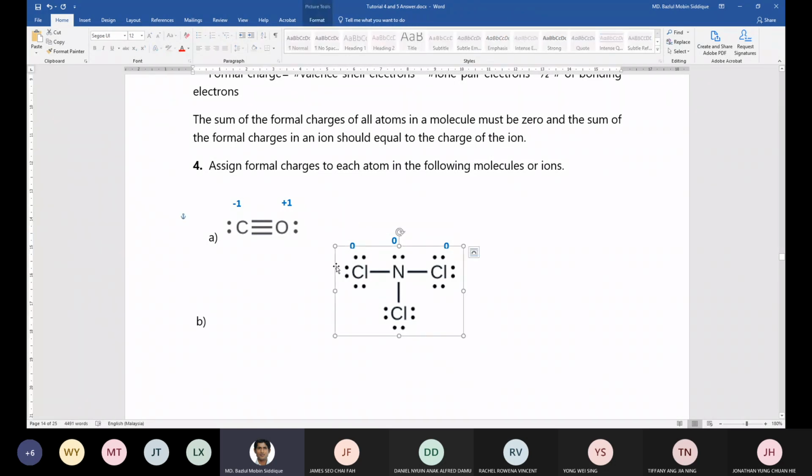Why doesn't it move? Oh, it doesn't move. That means anyway.